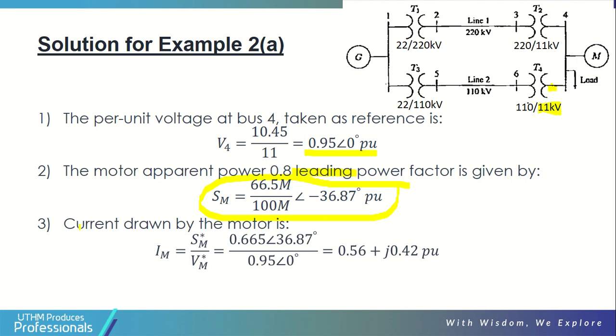And then calculate the current drawn by the motor. How much current is drawn by the motor? Because we know that S equals V I conjugate. If you still remember, we have S and we have a voltage, so we can determine current: I equals S conjugate divided by V conjugate for the motor. We can determine the current for the motor. Where is the current for the motor? This is the IM.